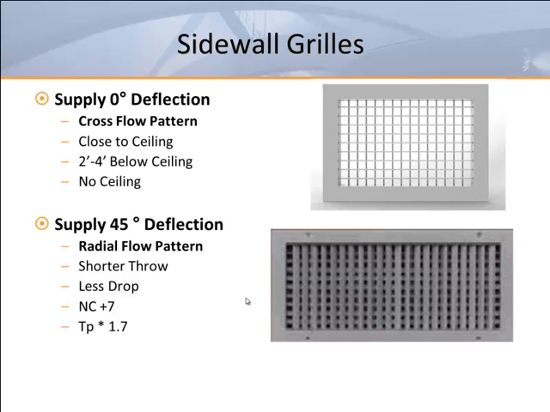If you're willing to sacrifice pressure and sound, the vertical blades can be used to spread the air to a 45-degree discharge pattern. This will create a radial pattern which will result in shorter throw and less drop. This will increase pressure loss by 70% and increase the NC by 7.